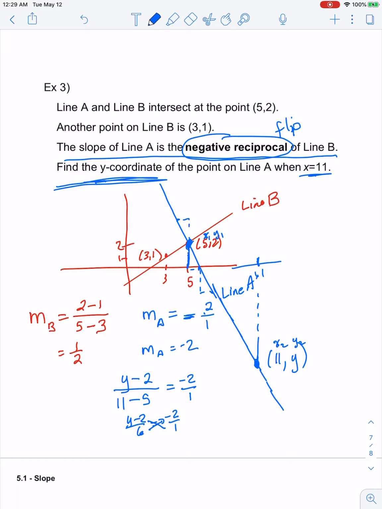Cross multiplying, you get 1 times (y minus 2) equals -2 times 6. So that's y minus 2 equals -12. Bring the 2 over and add it, and y is going to equal -10. And see how when we draw a picture of what's going on, there's the y value of -10. When we draw a picture, we can check and see if our answer is reasonable. If you don't draw a picture, then you have no idea if your answer is reasonable at all.